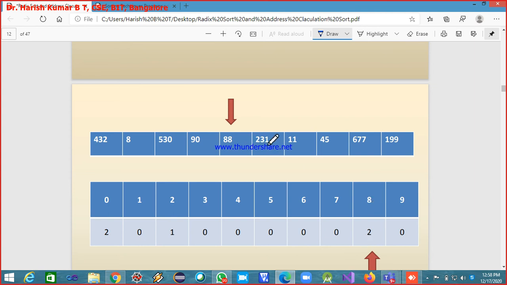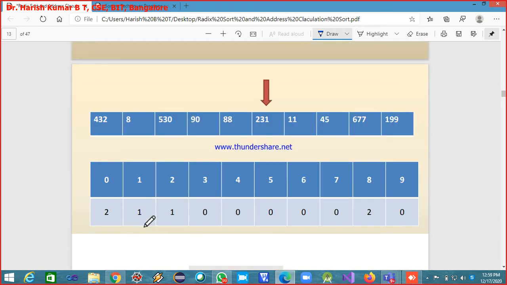Now I continue scanning. Next I am finding 231. In 231, the ones place, the zeroth place, I have 1. Okay. So again the count associated with 1 is going to be incremented and made as 1. So this is 1 again. Now we continue further.